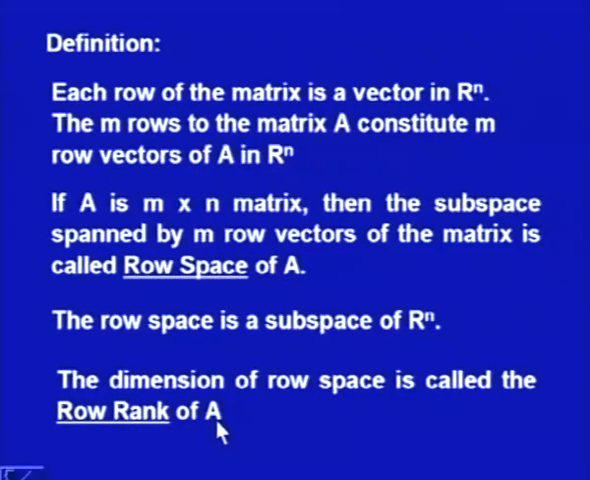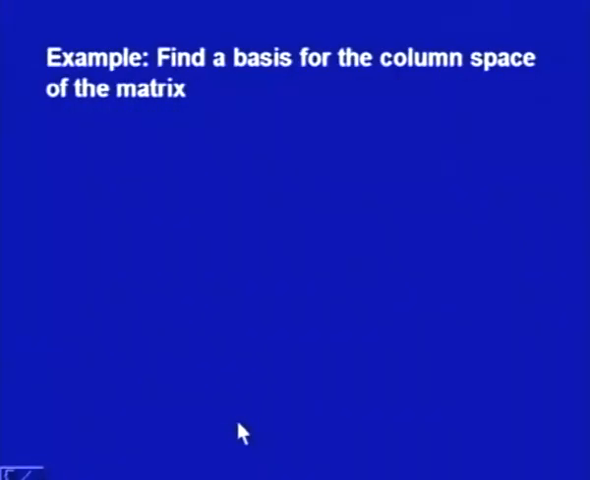So, we have a matrix A whose column vectors constitute the column space, and the column rank is the number of linearly independent column vectors. It will also have a row space generated by the row vectors of the matrix, and the row rank is the number of linearly independent row vectors in A. Now, on the basis of this, let us find the basis for the column space of this matrix.